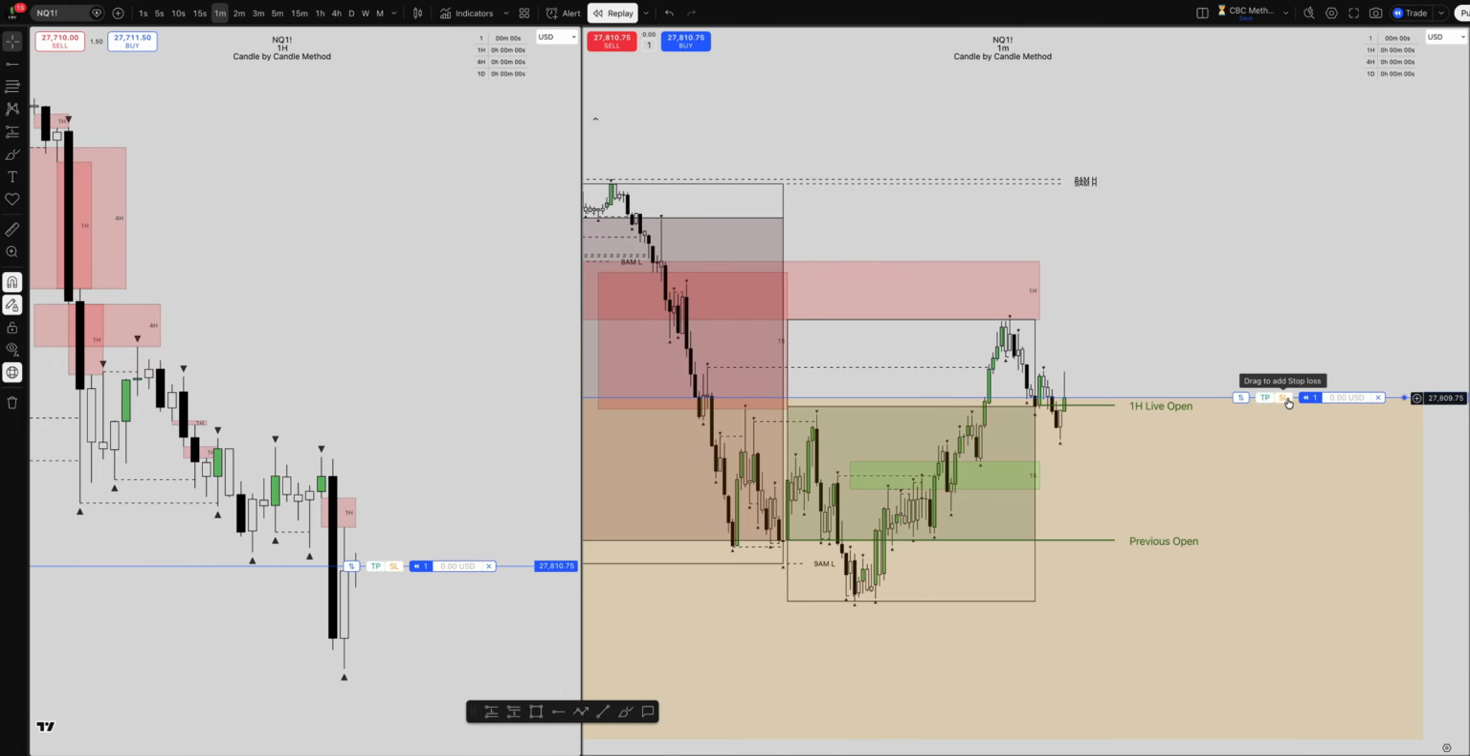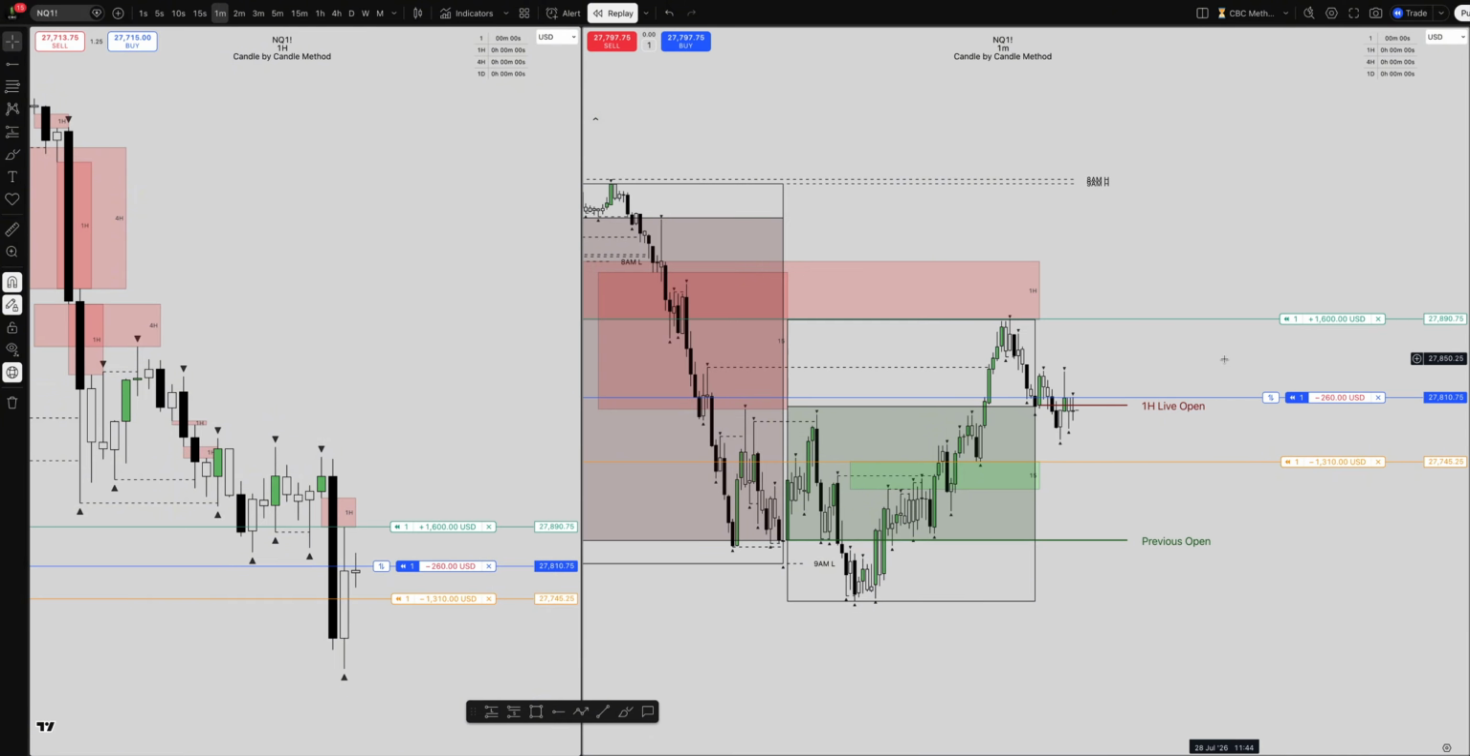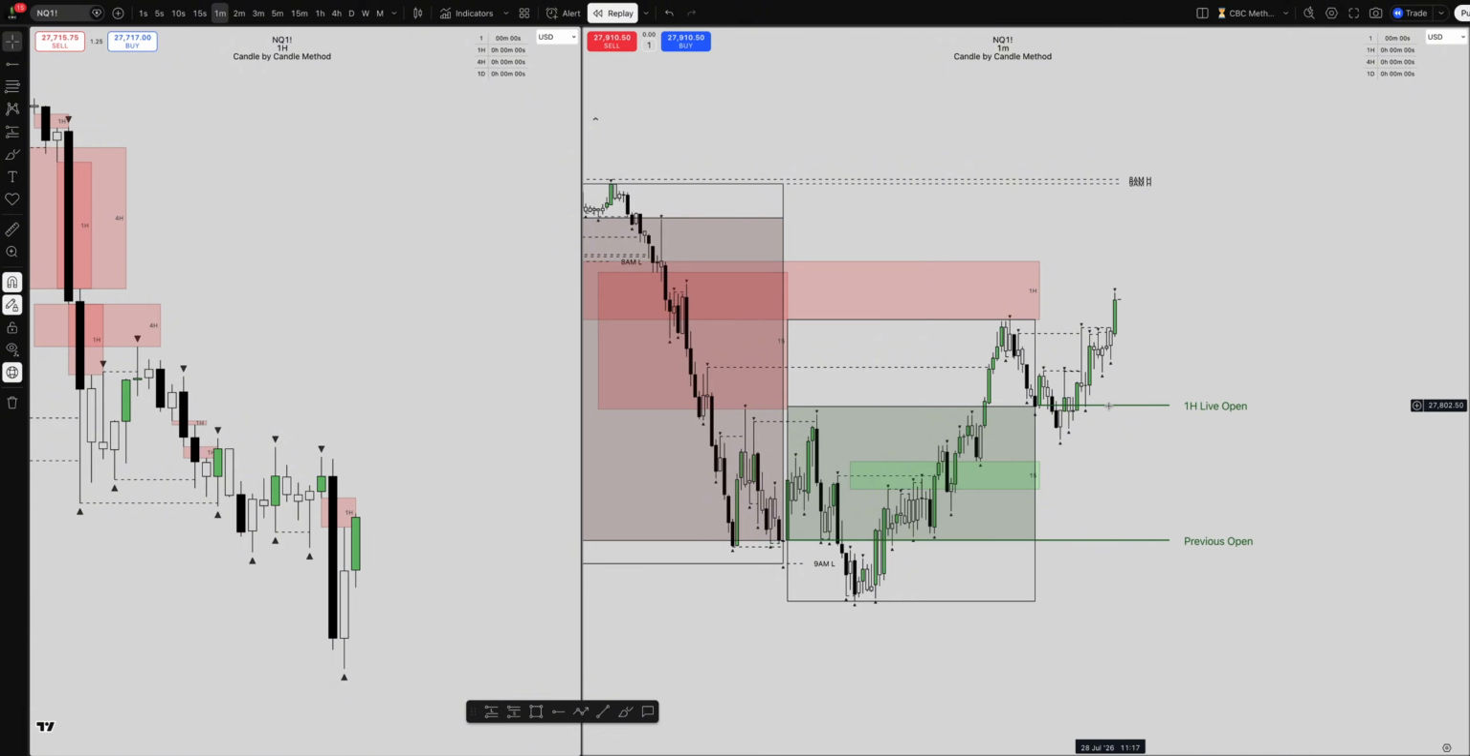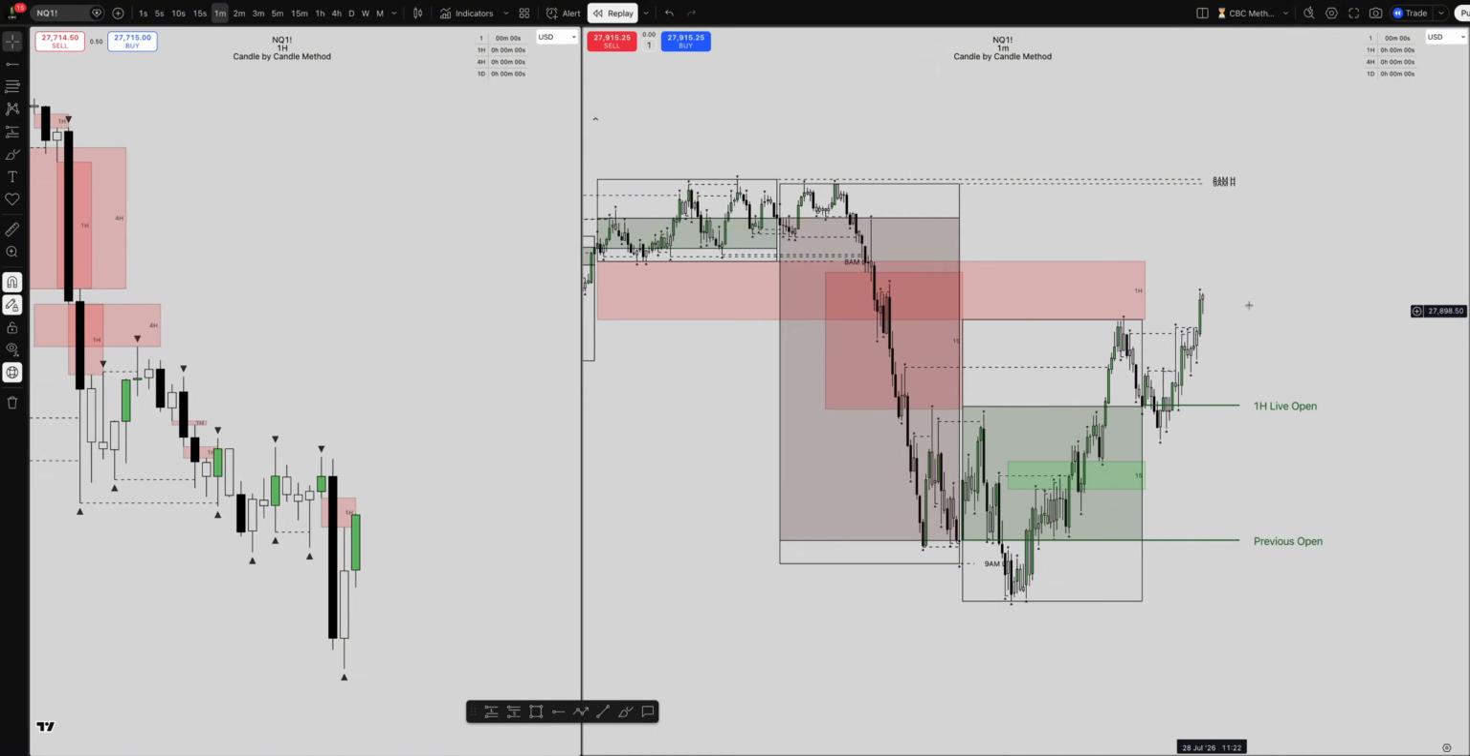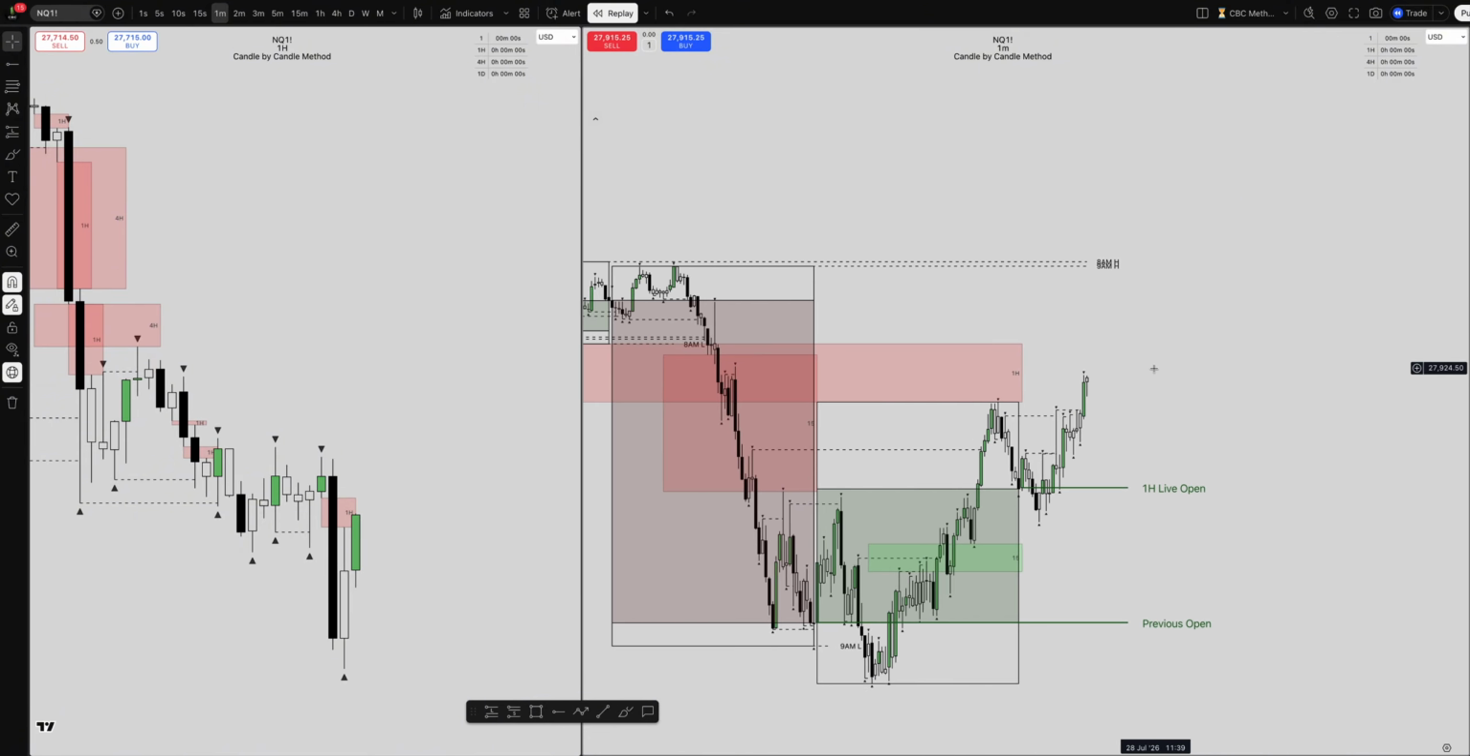I will take this because it closed so easily. Target the most recent high. Okay, once again, this is a better sign, right? This is a better candle with a strong closure, right? Still respecting the live open. And we had also a 1 hour fair value gap there.